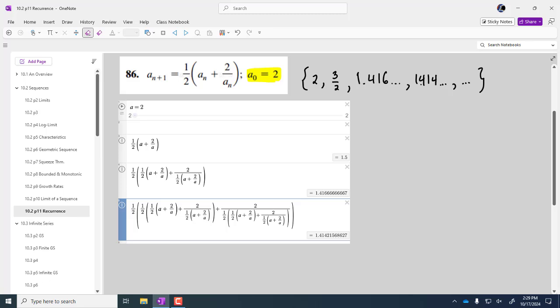Yeah? Why is this approaching square root of 2? I don't know. Can you tell me why?